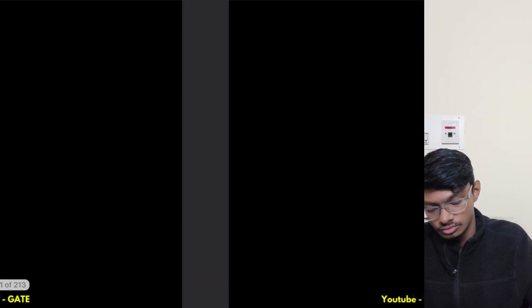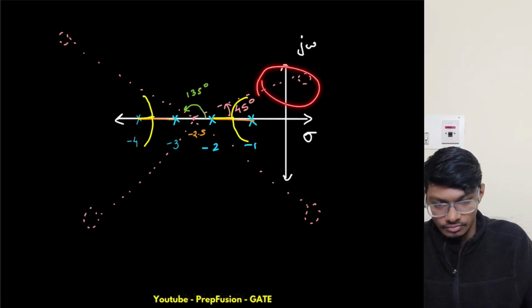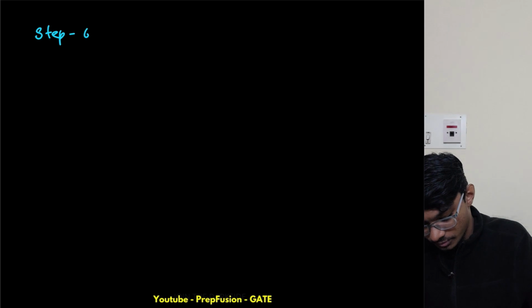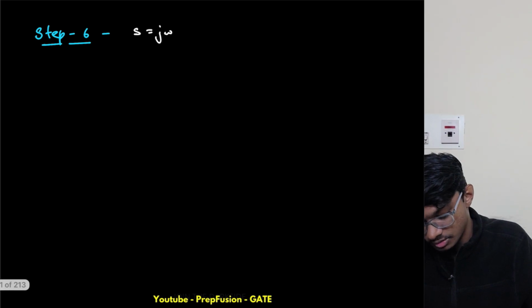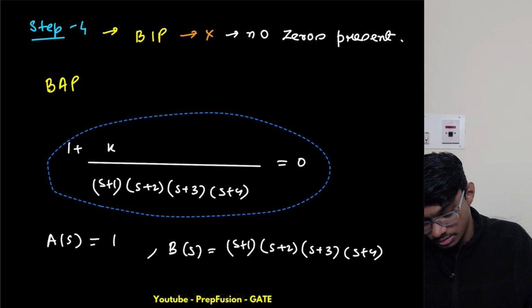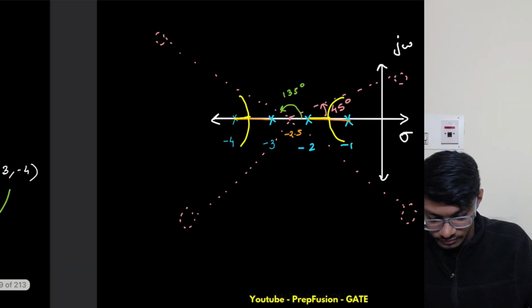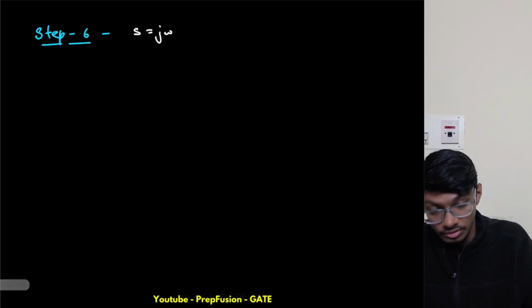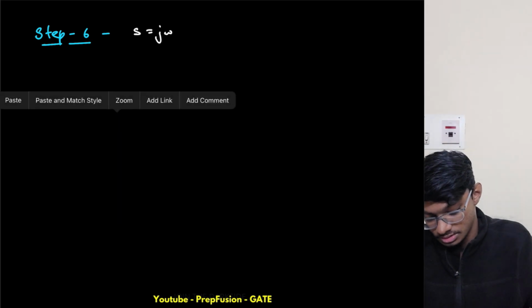Now let's understand. Here they will cross somewhere, so the last step is to find the crossover point. So what do you do in the crossover point step? Simply put s equals to j omega and find the crossover points. So what is my equation? Here, this is my equation. You have to solve it, it will be time consuming.